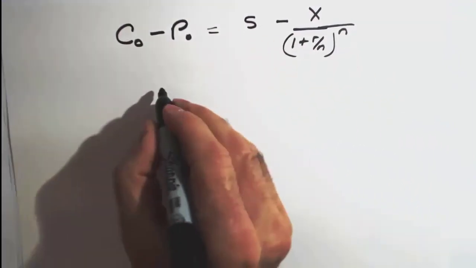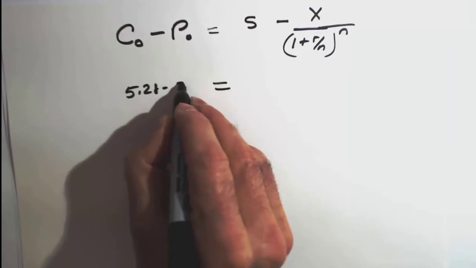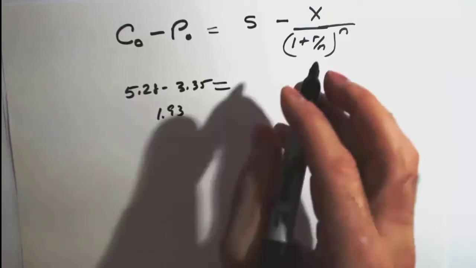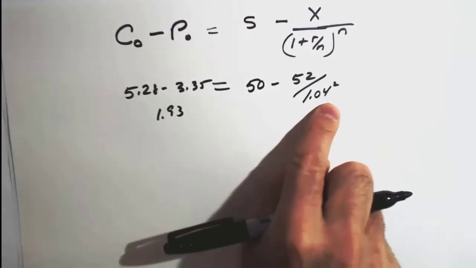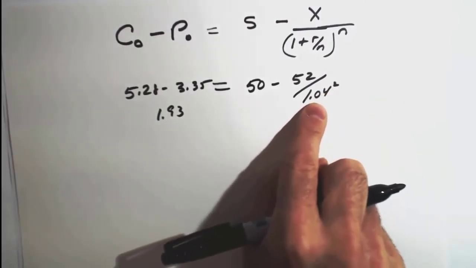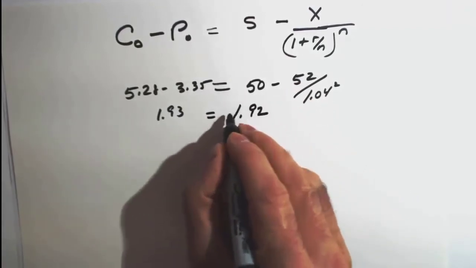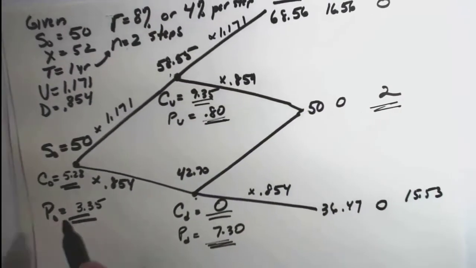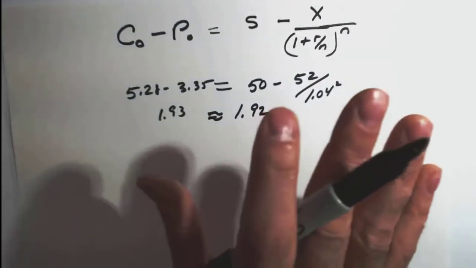So we have all this information. Does this side equal this side? If it does, put-call parity works. This equals $1.93, the difference between the two option values. 50 minus, see the 1.04 squared? That's almost about 8% discounting back. And that equals $1.92. So we're really close. We just have rounding differences. So after all that work, all those calculations, we can be pretty comfortable that we did the math right because put-call parity worked. Now that's amazing.